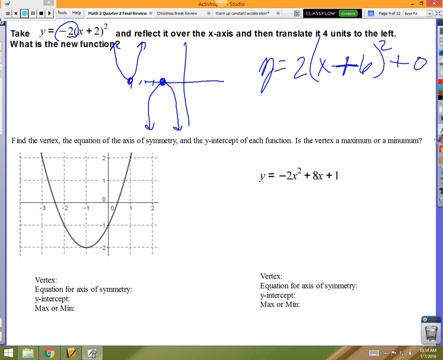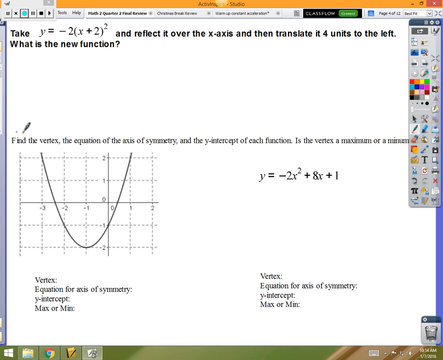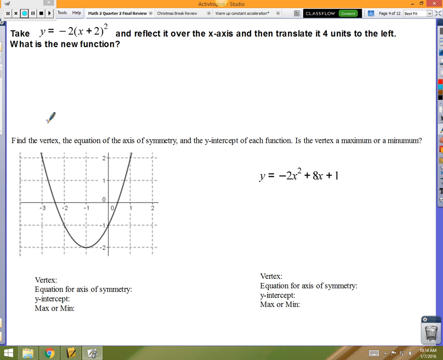Okay, now on the last test, everyone did pretty good here, but they did bad here. So make sure you got good notes for how to do this if you're not given a picture. Okay, if you're given a picture, the vertex is easy to find. The vertex is right there. So the vertex is a negative 1, a negative 2.